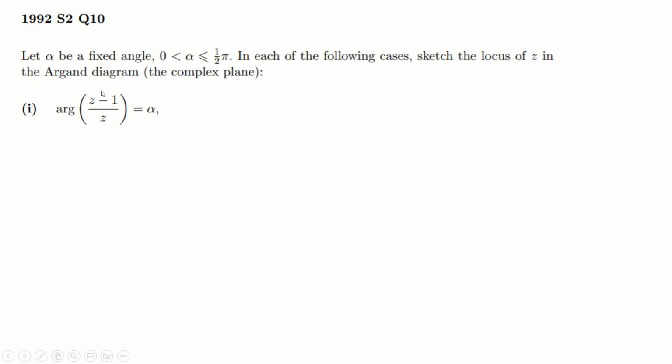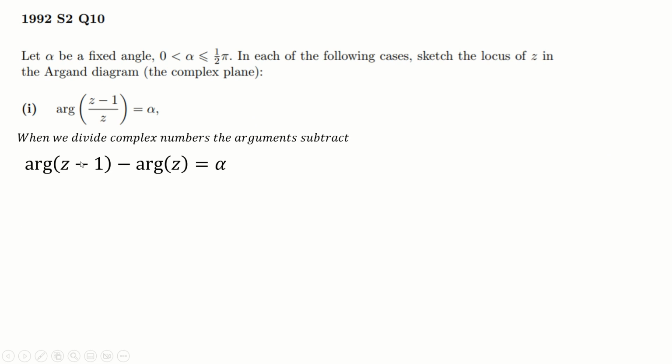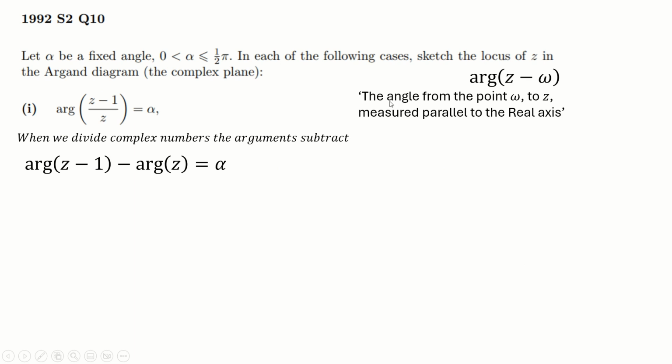So we have the argument of this over that equals alpha. Now, of course, arguments that are dividing are just subtracting. So argument of this minus argument of that equals alpha. And that's the first thing we'll say. Let's actually nail down what argument of this minus that means. If you have the argument of z minus w, where z is some complex number and w is some complex number, this means the angle from the point w to the point z.